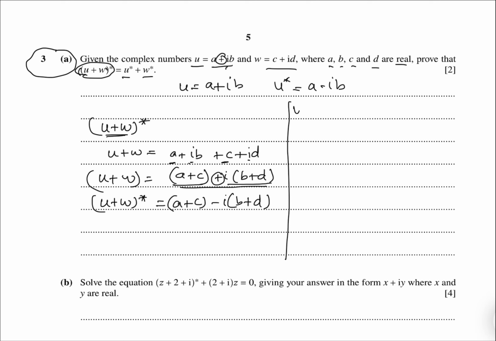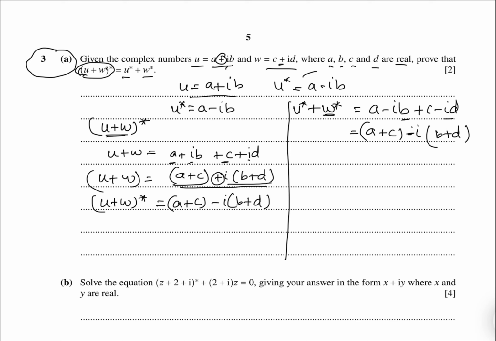Now over here we will find u conjugate plus w conjugate. U conjugate would be a minus ib, so I will write a minus ib over here. And w conjugate would be c minus id. This would again be a plus c. If I take negative i common, it would become b plus d, because negative is common outside, so the sign will change. B plus d.